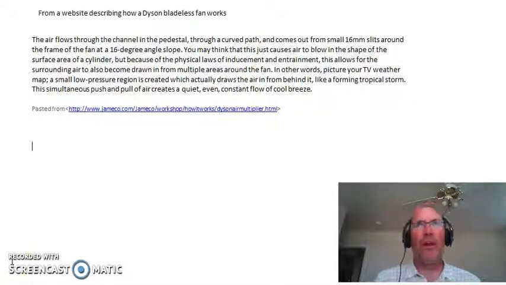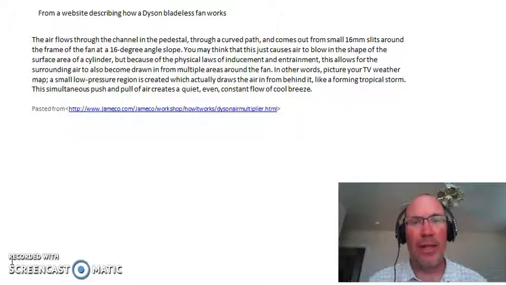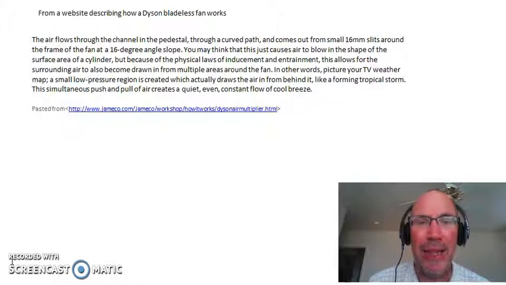In this example, it's a little more complicated than the previous one you just read about. It does two things. There's an assumption in here that the author knows or assumes that we know what a couple words are in this short passage, and the author also assumes that we are able to visualize what he's describing there. And this comes from a website that describes how a Dyson bladeless fan works.